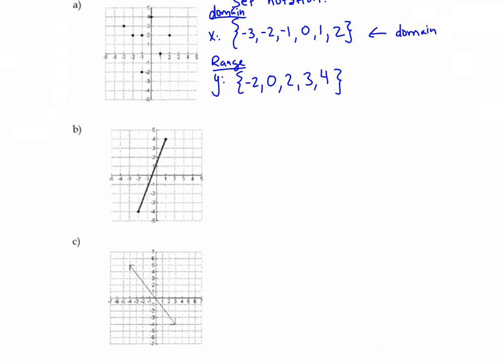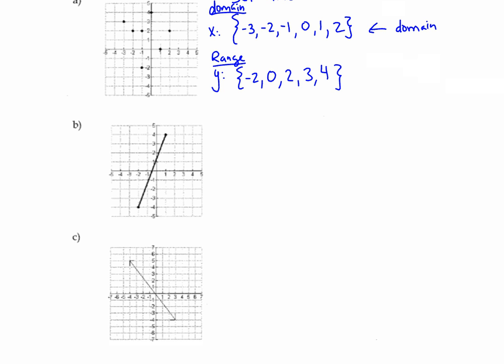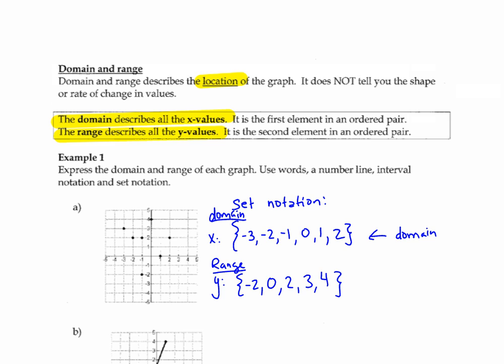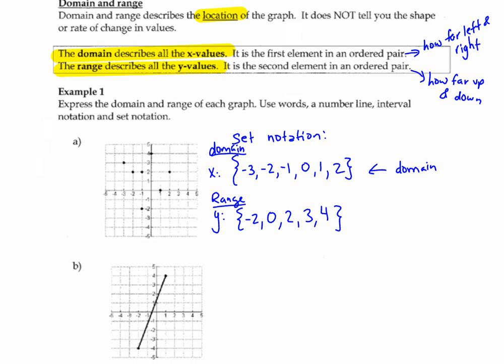Okay, so here, let's talk about the next graph. And we're talking about the domain is the location of the x's. How far left and right? Okay, you can ask yourself with domain, how far left and right? Whereas range would be how far up and down does the graph go. So for the x's, it is horizontal, range is the vertical location. How far left and right, how far up and down.